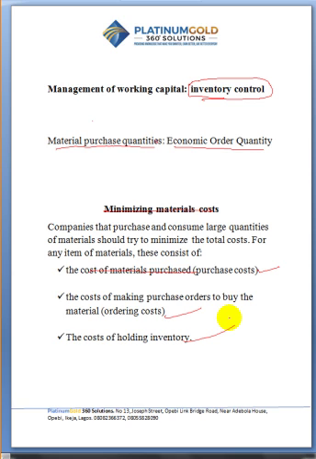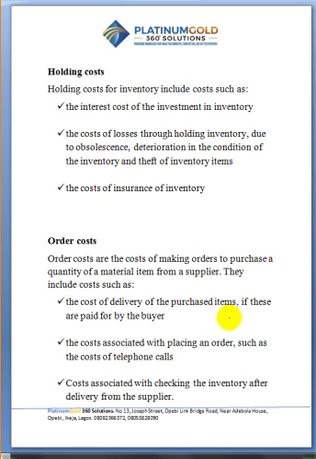In most cases, the most significant cost is the purchase cost of the material, because it's always large. However, ordering cost and holding cost might also be substantial. So let's deal with the first, which is the holding cost.